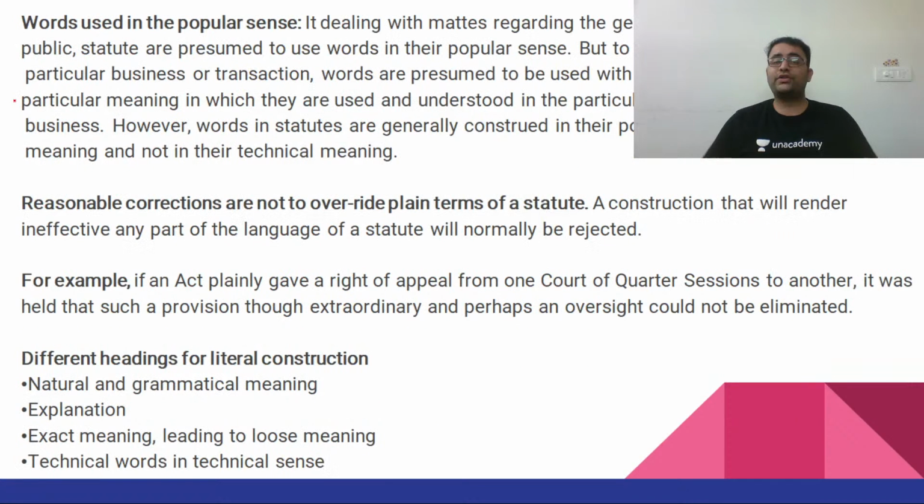Okay, words used in the popular sense. Now we are looking at literal construction. The words used in the popular sense. Statutes dealing with matters regarding the general public are presumed to use words in their popular sense, but to deal with particular business or transactions, words are presumed to be with a particular meaning in which they are used and understood in the particular business.